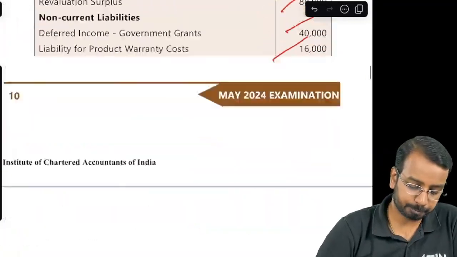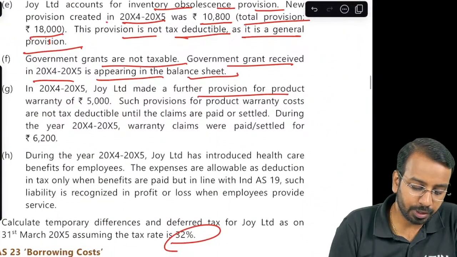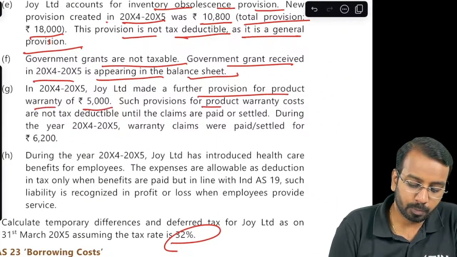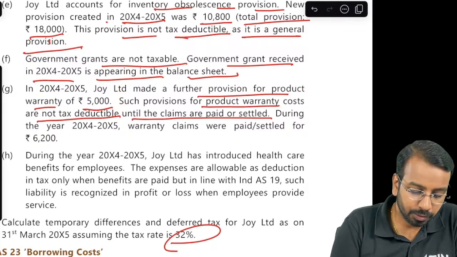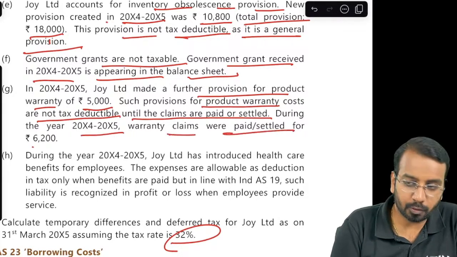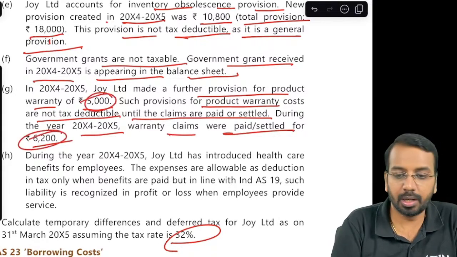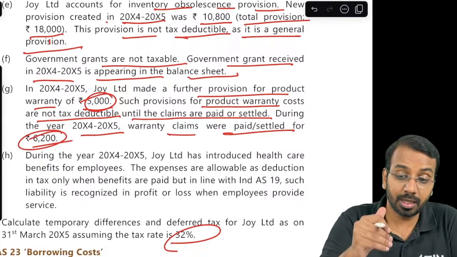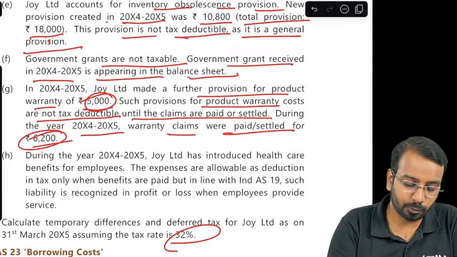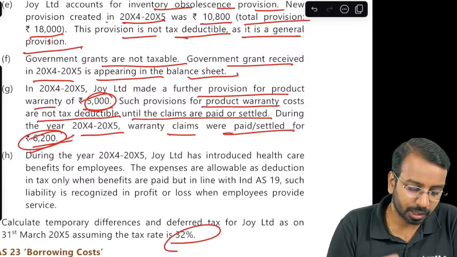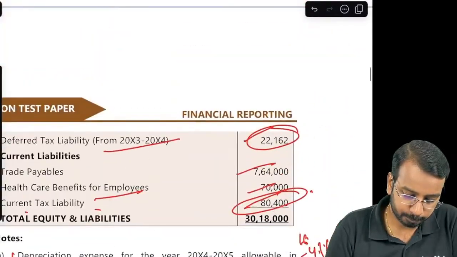Okay, then Joy Limited made provision for product warranty of 5,000. Product warranty costs are not tax deductible until the claims are paid or settled. During the year, warranty claims were paid settled for 6,200. So, you paid 6,200. Provision is how much? You have created a provision of 5,000 in the current period. You have settled 6,200. Right? Now, product warranty cost, how much is there?